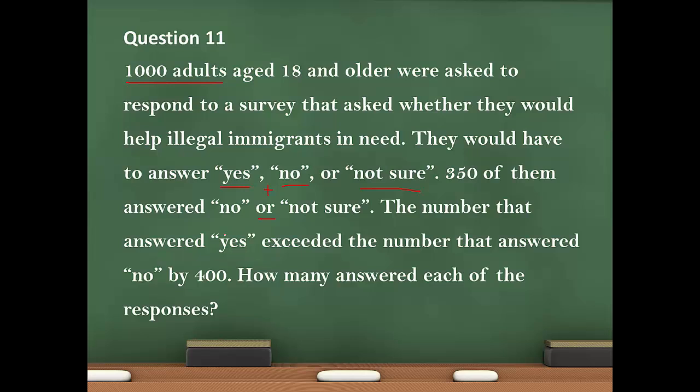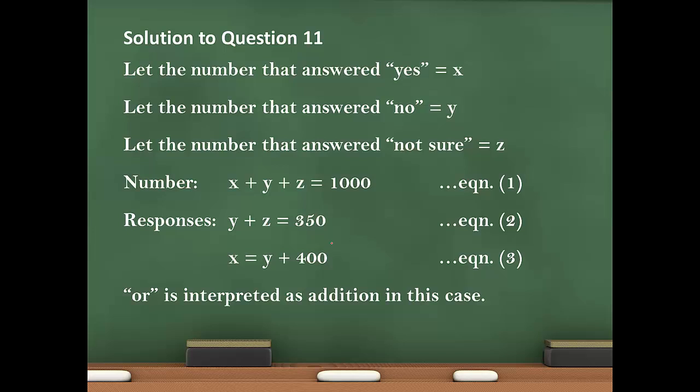So 350 of them answered no or not sure. So that means if we say let the number that answered yes be X, number that answered no be Y, and number that answered not sure be Z, that means that Y plus Z is 350. X plus Y plus Z is 1,000. Then the number that answered yes exceeded the number that answered no by 400. So X will be what? Y plus 400. There you go.